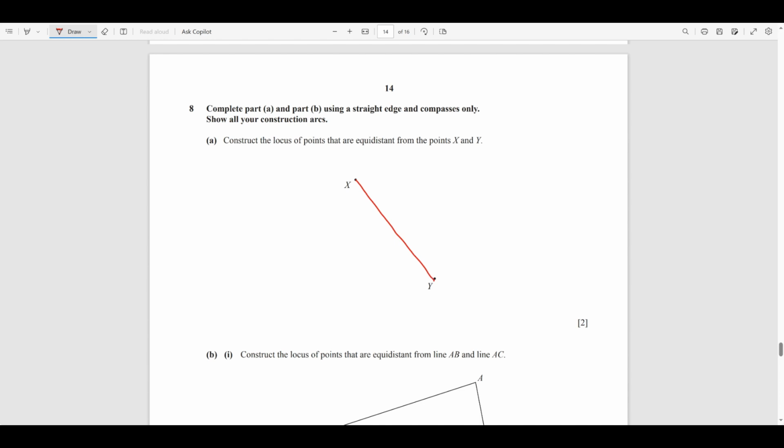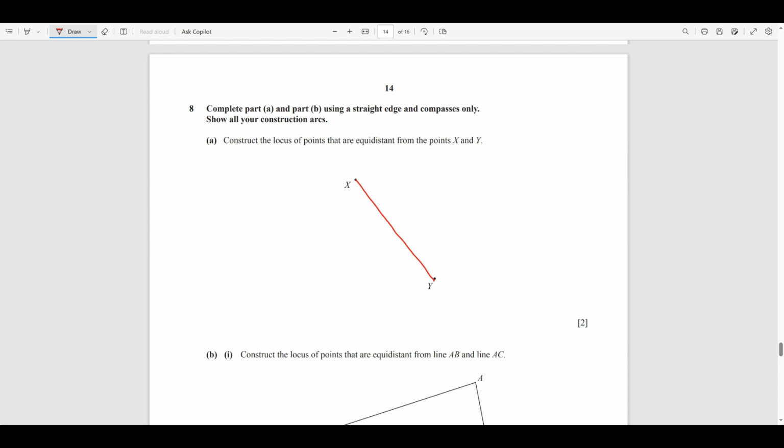And then we need to make a perpendicular bisector on X and Y. So we need to open up our compass for more than half of the distance of X and Y. The reason we do this is that when you open up your compass for exactly half of the distance and make an arc, your arcs are not going to intersect.